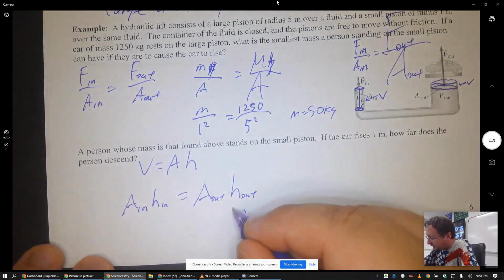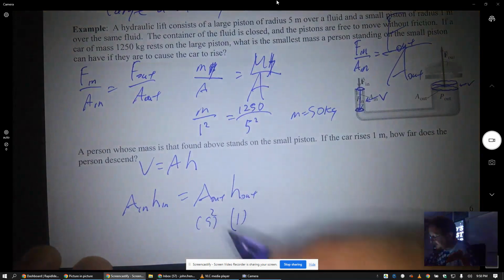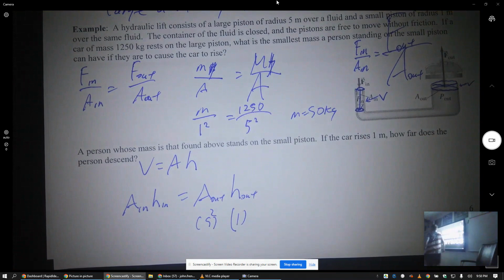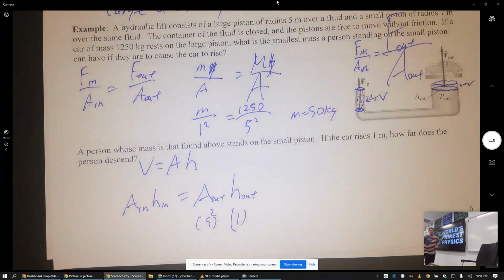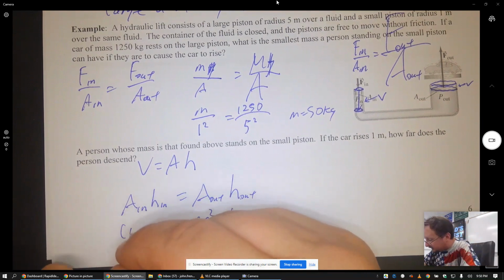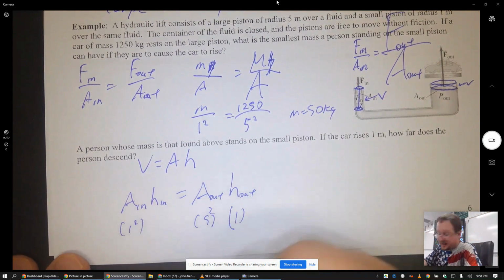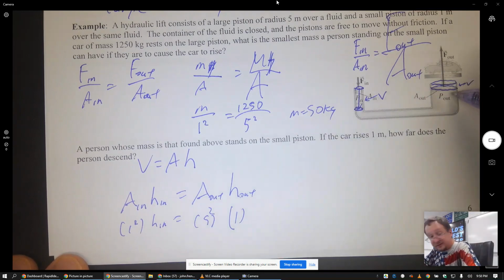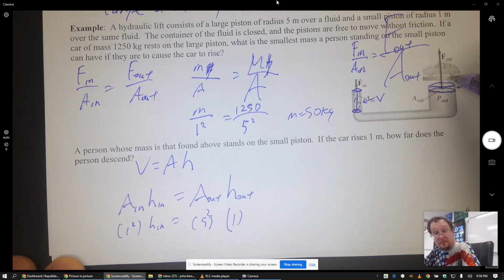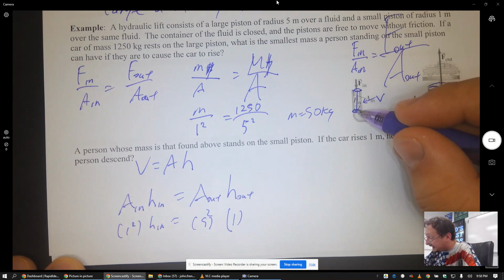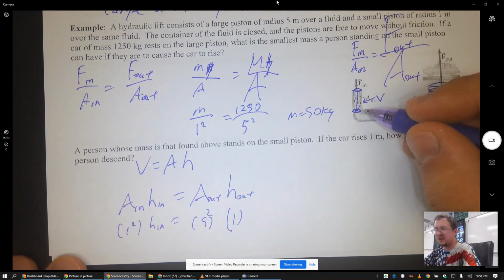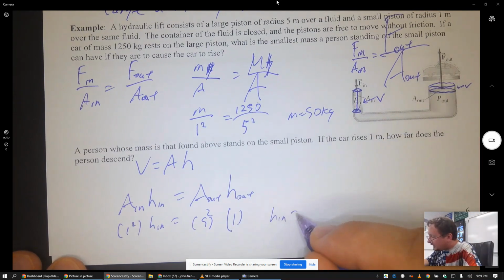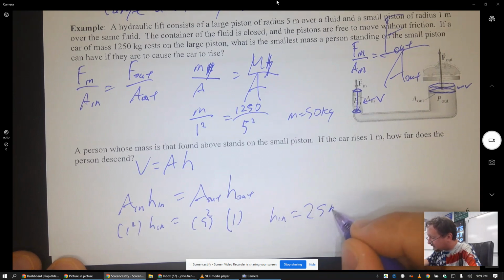If the car rises 1 meter, and remember, this is basically 5 squared. Okay, hold on a second. The light turned off, so I have to walk around. Okay, so then this area right here is 1 squared. What about the pi? It would cancel out anyway. What's the height that they have to go? So the car might rise up 1 meter, but they're going to sink into this well 25 meters. That's taller than my school. So the input height would have to be 25 meters.